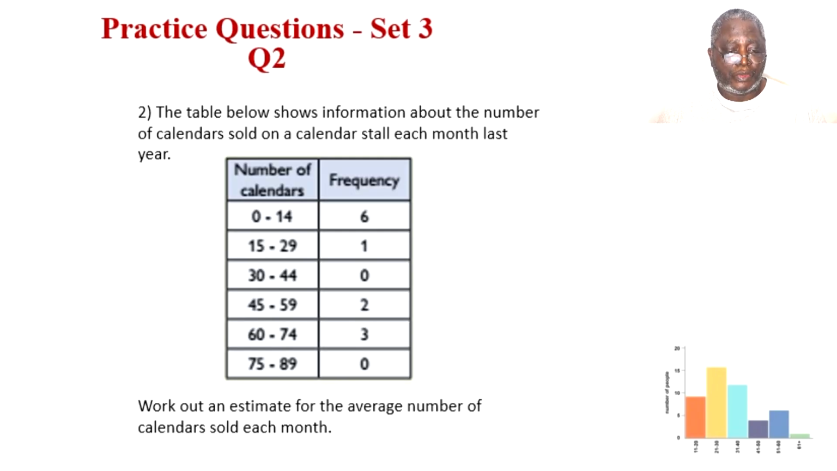Question 2. The table below shows information about the number of calendars sold on a calendar stall each month last year. And those are the figures. Number of calendars: 0 to 14, 6; 15 to 29, 1; 30 to 44, 0; 45 to 59, 2; 60 to 74, 3; and 75 to 89, 0. Work out an estimate of the average number of calendars sold each month.